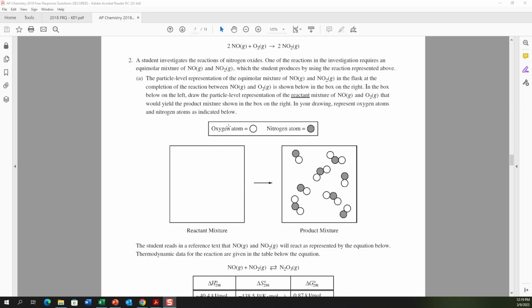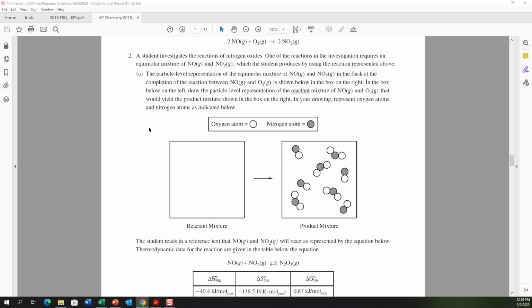All right, guys. So in this one, we are just continuing going through the 2018 exam, the FRQ portion of the exam. And we left off on question 2, so let's get into it. All right, so we got 2NO plus O2 yields 2NO2.